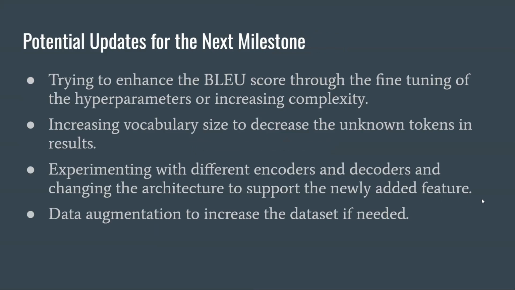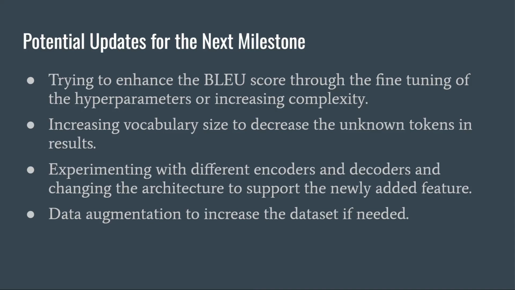But this takes us to our next point, which is our proposed updates for the next milestone. We will try to enhance the BLEU score through fine-tuning of the hyperparameters and possibly increasing the model complexity. We also might have to increase the vocabulary size because, as we've seen, the output contains many unknown tokens, so that could also help. We also might try different encoders and decoders and adapt our models accordingly, just to try out different architectures to possibly enhance our model performance.